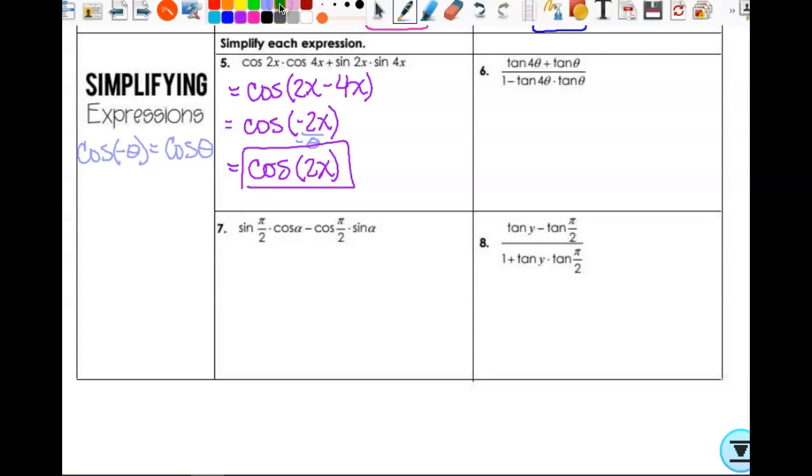And let's look at number 6. Sum or difference of tangent? Sum. So this is going to give me the tangent of 4 theta plus theta, which gives me the tangent of 5 theta.